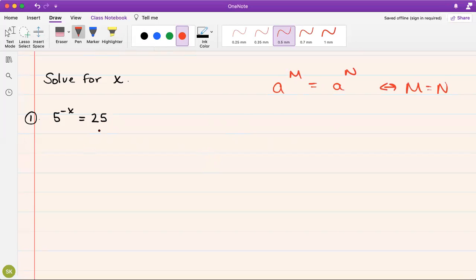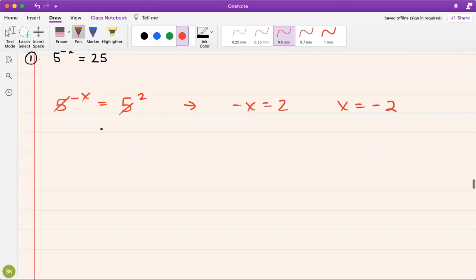That's what you want to do here, except you can see that this base and this base are not the same. This is 25 to the power 1, but you can write this as 5 squared. So this is 5 to the negative x is equal to 5 squared. And because that's true, you get negative x is equal to 2, or x is equal to negative 2. And plug that in, you see that negative of negative 2 is positive 2, so you do get 25.